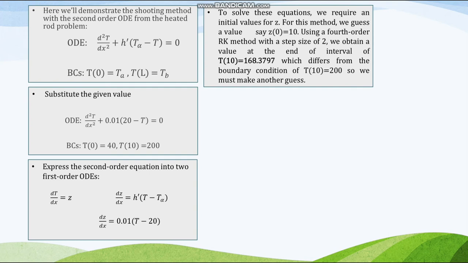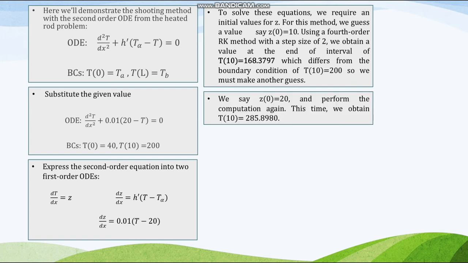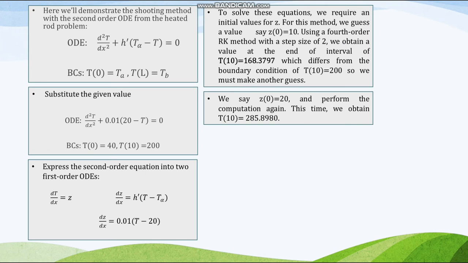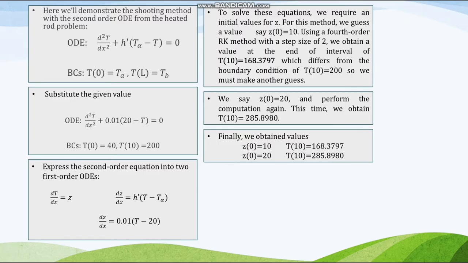So we make another guess. We say z(0) equals 20 and perform the computation again. This time, we obtain T(10) equal to 285.8980, which is way greater than the expected value. So these are the values that we obtained.